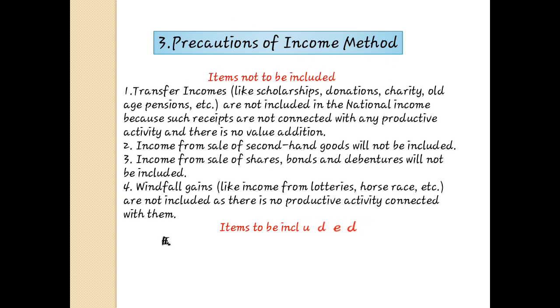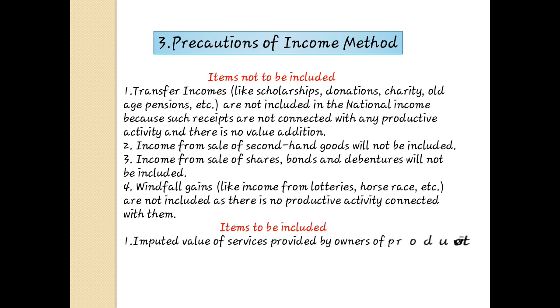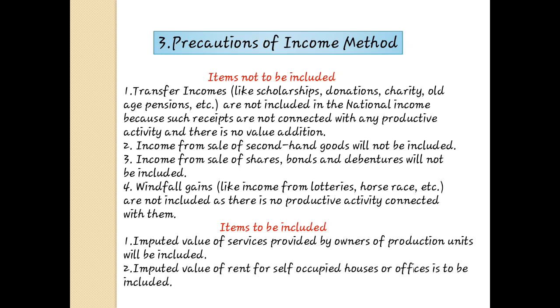Precautions of the income method. In this method, we should add up some of the items and we should not include some of the items. First we see the items not to be included. Transfer incomes like scholarships, donations, charity, old age pensions all come under transfer incomes. They are not included in the national income. Why? Because such receipts are not connected with any productive activity and there is no value addition.